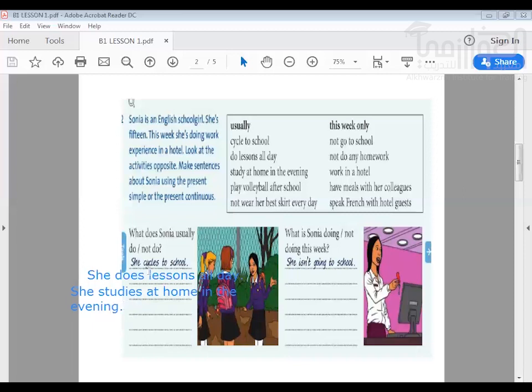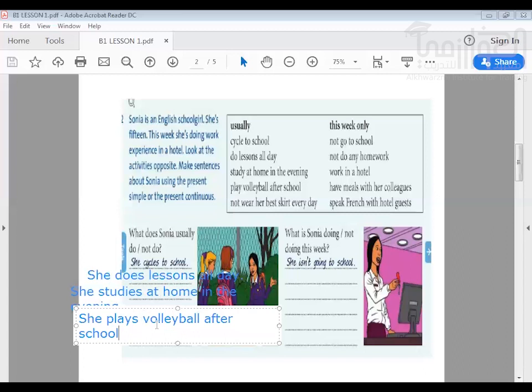And then we have the next one is play volleyball after school. So she plays volleyball after school. So we can go down a little bit. So she plays volleyball after school. So this is how the next one will be.